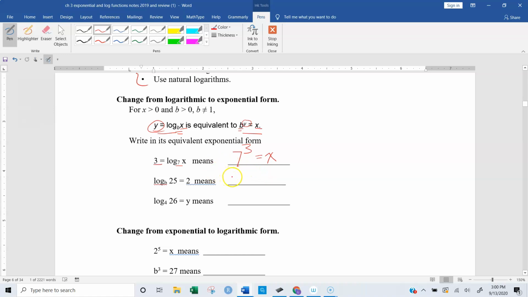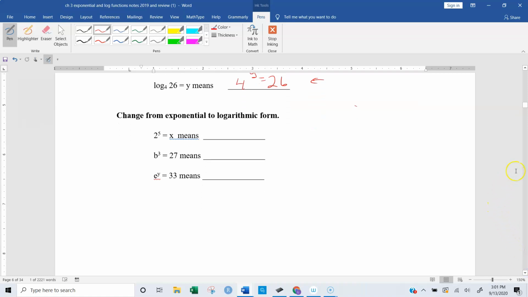Okay, try yours. You should have gotten b squared equals 25. Here, it's 4 to the y equals 26. This here's the real reason we use logs: when the variables are in the exponents, it's the only way to get them out.